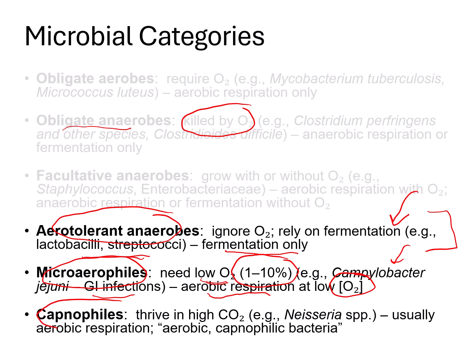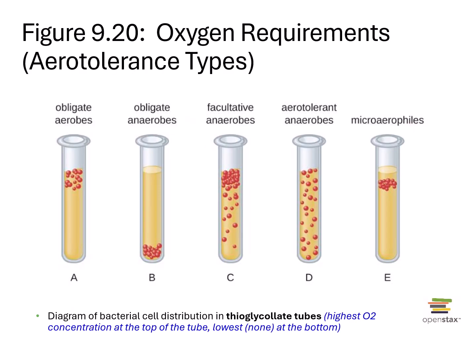Finally, we have capnophiles. Capnophiles prefer high carbon dioxide concentration, often in combination with low oxygen. Examples include Neisseria species, and these are aerobic bacteria that are capnophilic. So usually you'll see this term, aerobic capnophilic bacteria. So they do aerobic respiration, but they prefer having high CO2 environments.